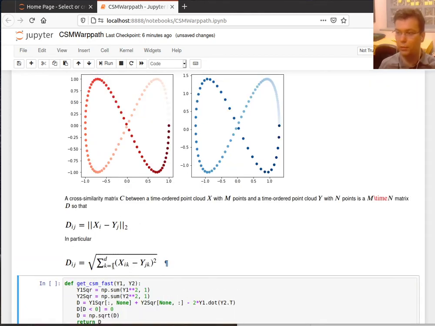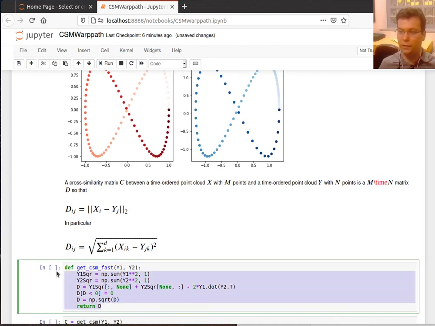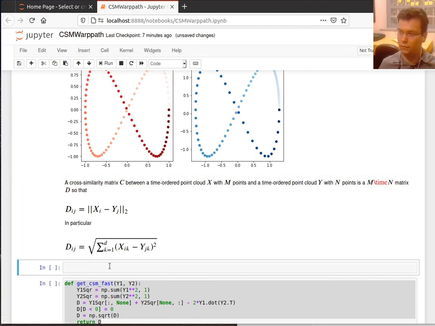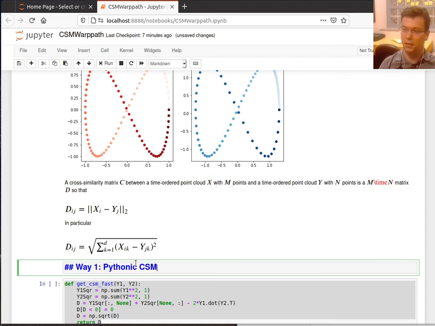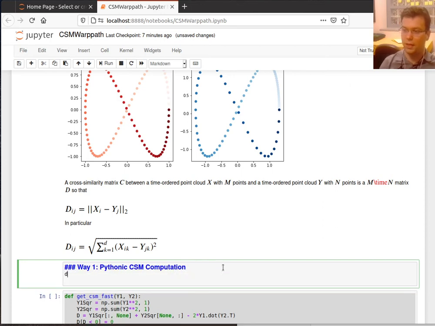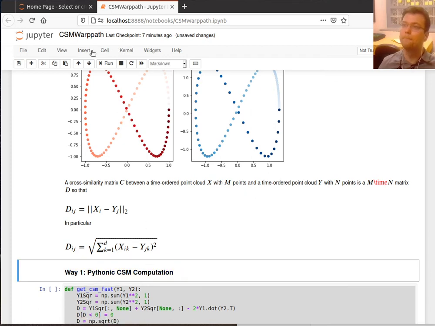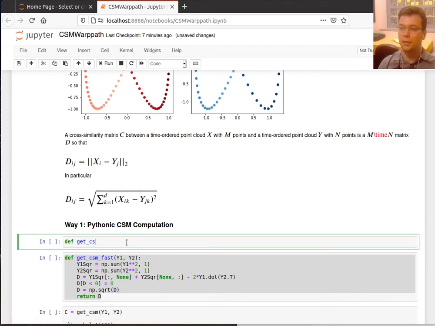Okay, so this is my formula for the distance between the ith point in my first point cloud and the jth point in my second point cloud. All right. So I have code that does this very quickly, but let's just write out from the definition how we would do this. So way one, brute force Pythonic CSM computation. So I would say def get CSM Pythonic.